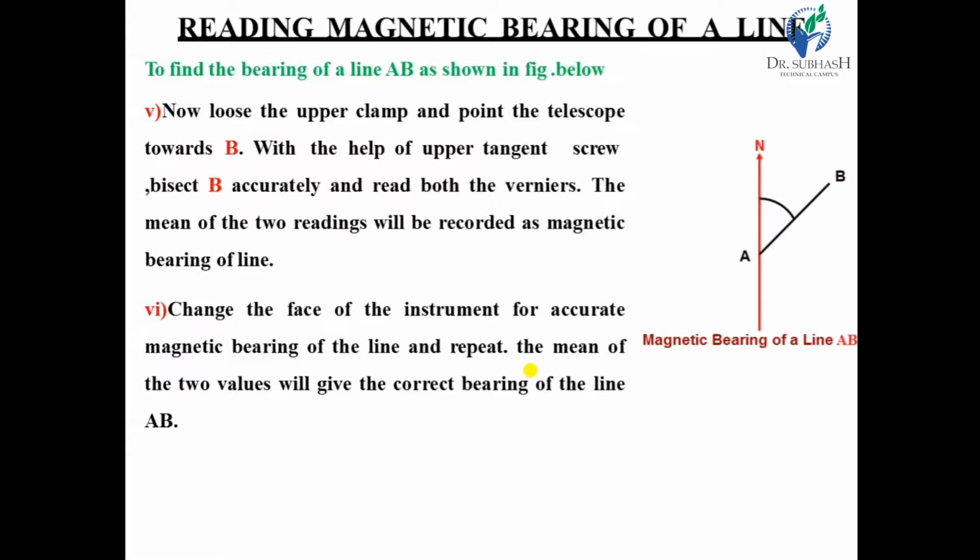After that, change the face of the instrument for an accurate magnetic bearing of the line and repeat. The mean of the two values will give the correct bearing of the line.